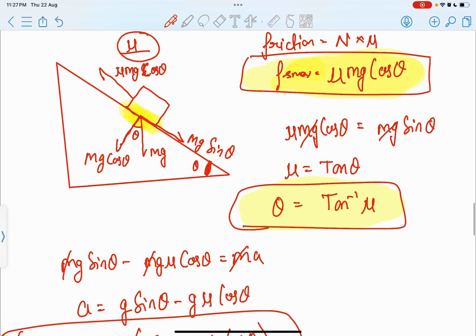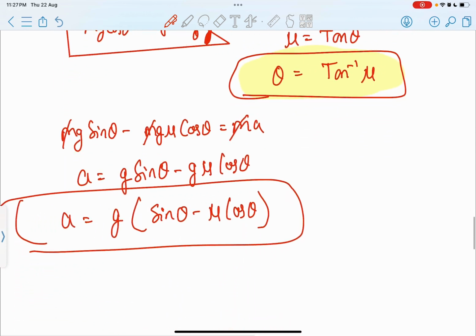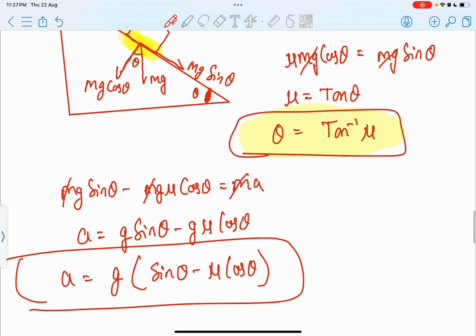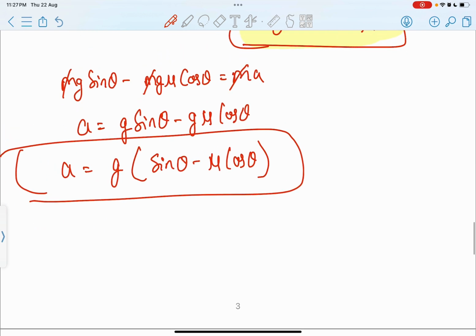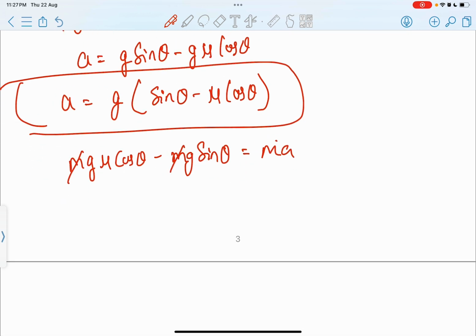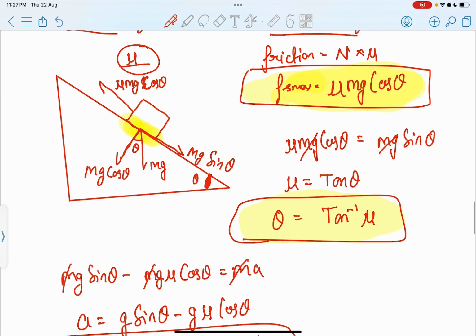But now if I ask when it will move upward, then for moving upward many of you will think that it needs to be mu mg cos theta minus mg sin theta equals ma. So m cancels with m, and g mu cos theta minus this is equal to this, but you are wrong. As you know, friction never leads to moving any object, it only opposes the relative motion.